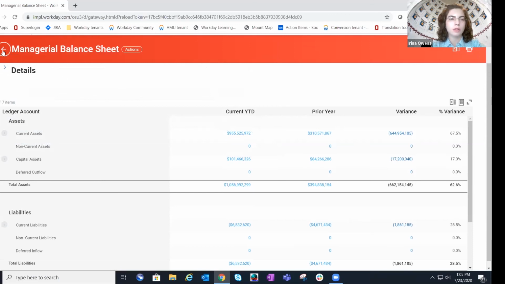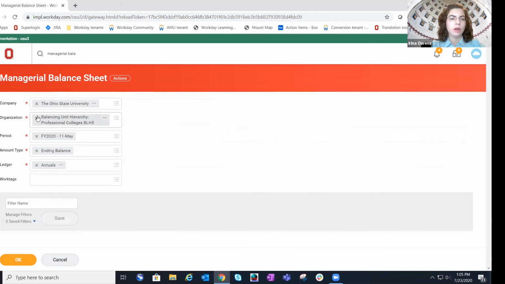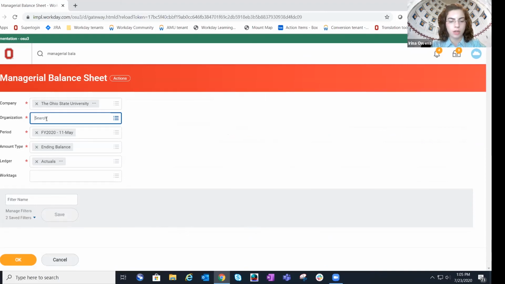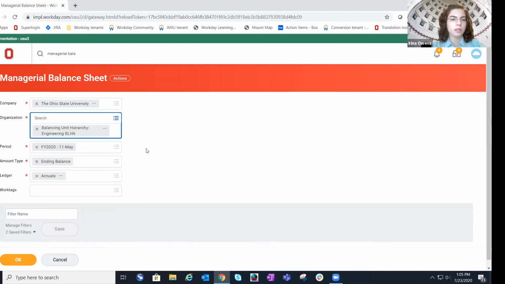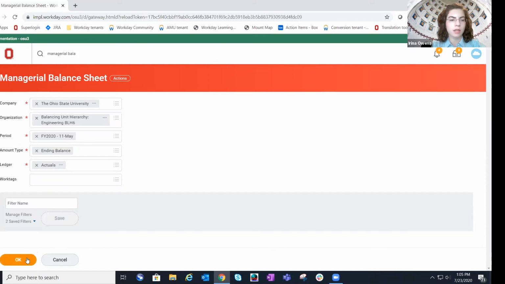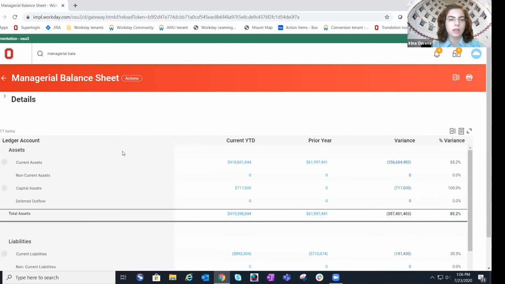So when we go back to the prompts of the report, we are actually going to switch and run this for engineering only, because this is what we intended to run it for. So again, balancing unit hierarchy level 6 is equivalent to your VP Dean level. So I'm going to put this in the search, and it populates with the right value, and I'm going to run this report. And I can see that these numbers change.